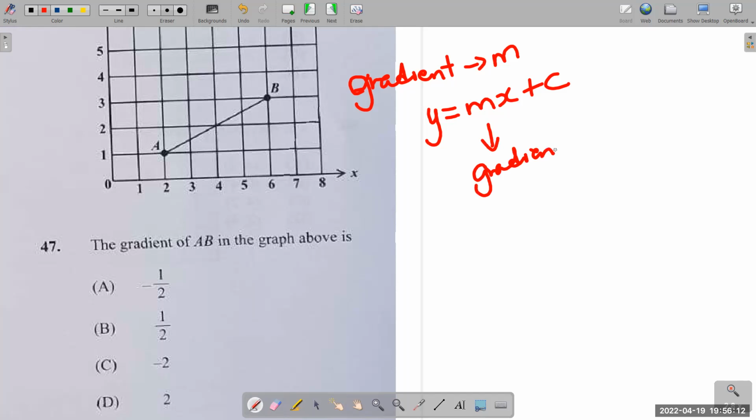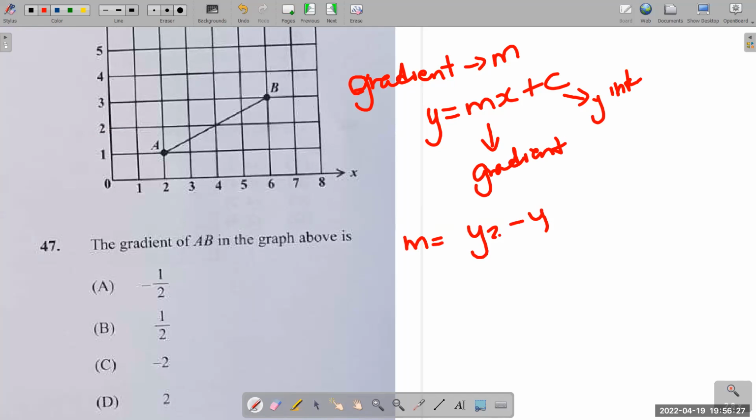Anybody remember what the c represents? The c represents the y-intercept. And what is the y-intercept? Where it cuts the y-axis. So we need to remember these things. What is the formula for gradient? y2 minus y1 over x2 minus x1. Which one is point 1 and point 2? The one more on the left is always point 1, no matter if it's up or down. The one more to the right is always point 2. Everybody with me?